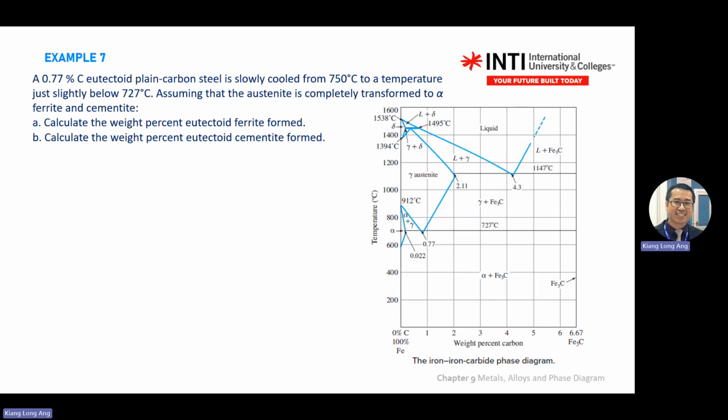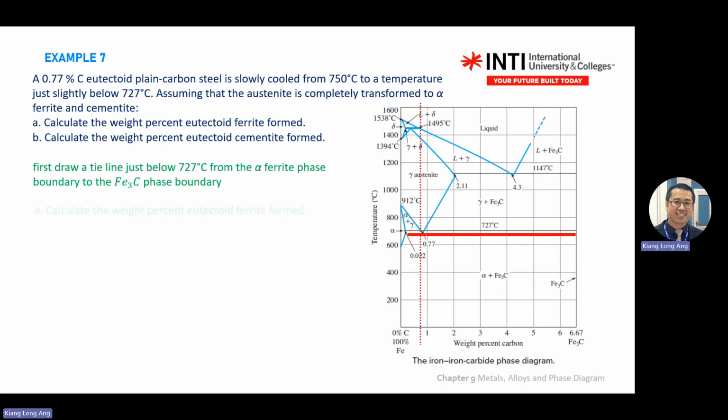So about here. 763, slightly below this one. So it's at this area. So you draw a line. It's about here. You draw a tie line below 727 from the alpha ferrite phase boundary to the Fe3C phase boundary. You draw a line. It points you to this one already. Then you calculate how many percent of eutectoid form.